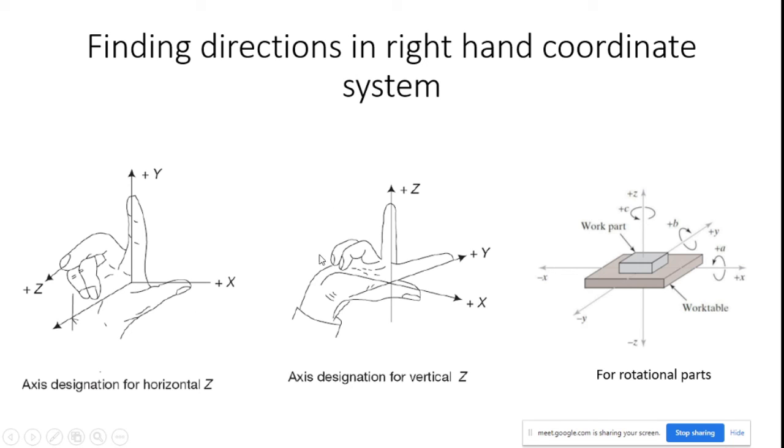So the machine coordinate system can be read with this kind of axis designation. After that, for rotational parts, there are x, y, z axes available. If I consider the rotational movement along the x axis, I can represent it with small a. Rotation along the y axis is represented with small b, and along the z axis it is represented with c. From this we can give the coordinate measurement to the system.